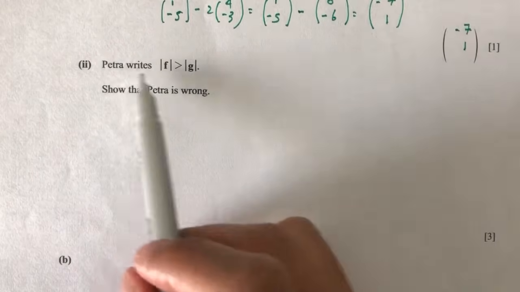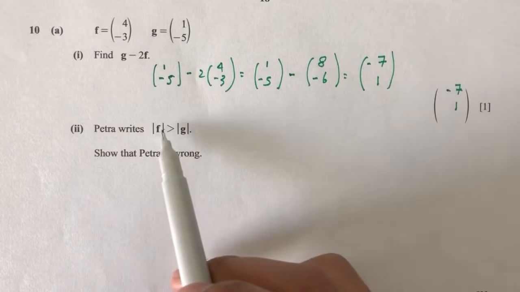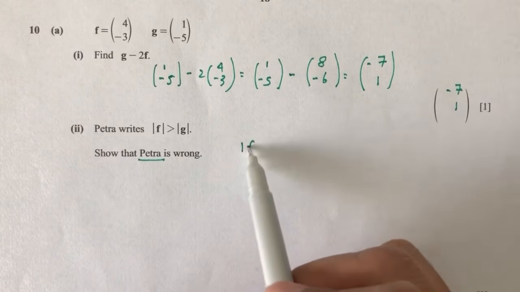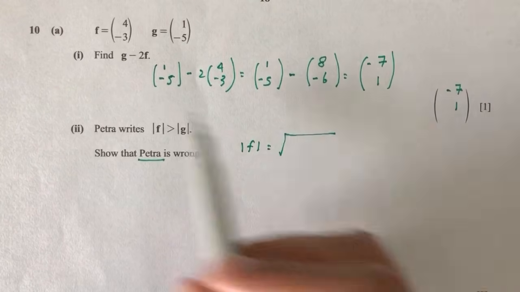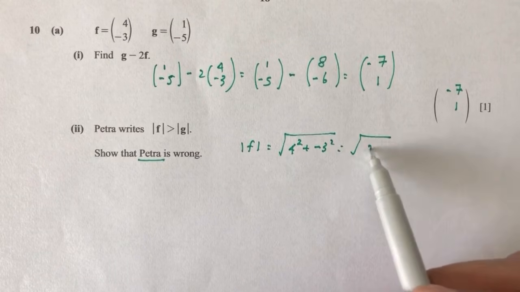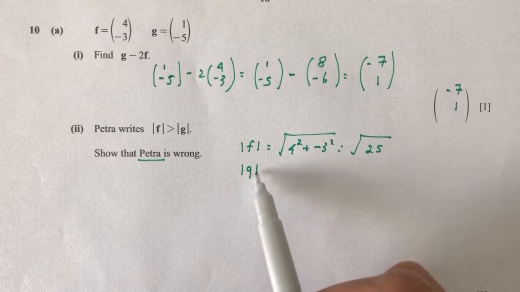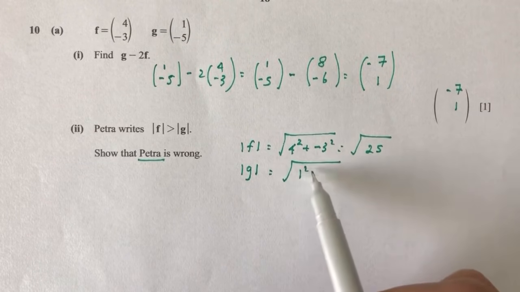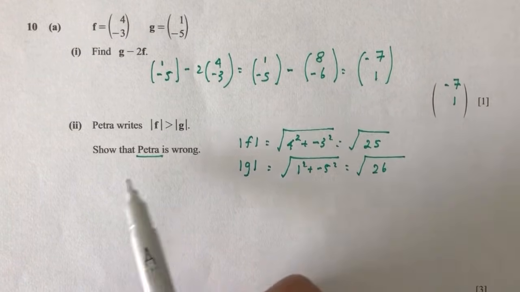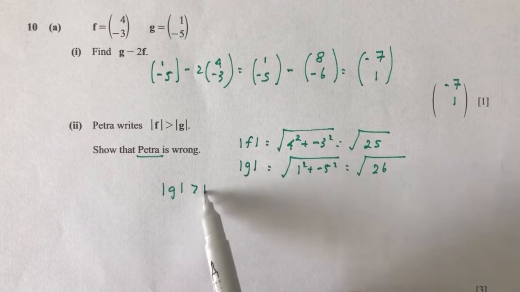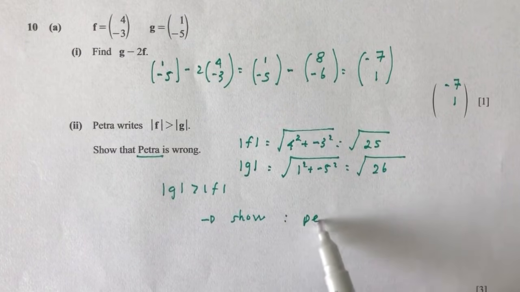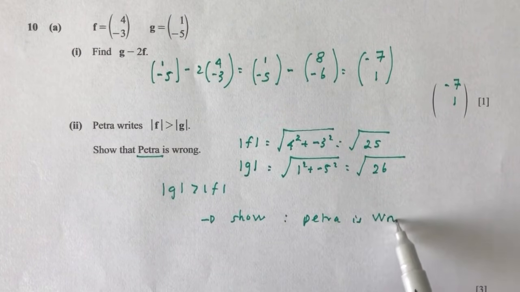Part 2, Petra writes modulus of f is bigger than modulus of g. Show that Petra is wrong. So let's find one by one. What is this value? This will be square root of 4 squared plus -3 squared, that will be 25. And what is this value? This will be square root of 1 squared plus -5 squared, that will be 26. So obviously g is bigger than this, so Petra is wrong. Shown that Petra is wrong.